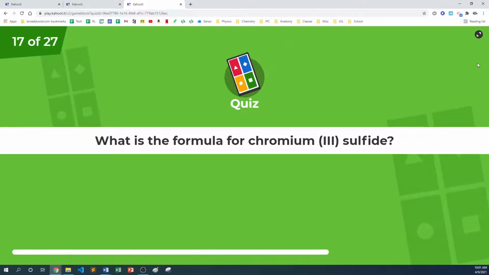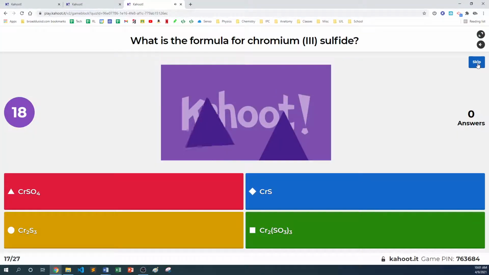What is the formula for chromium 3 sulfide? The -ide refers to the atoms of sulfur, a single atom of sulfur. But the chromium has a +3 charge.